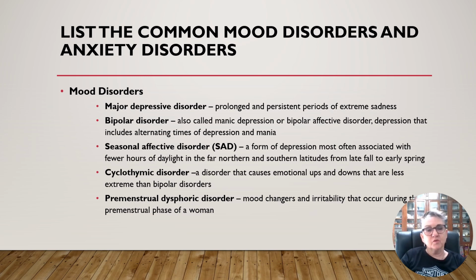Seasonal affective disorder, or SAD, is a form of depression most often associated with fewer hours of daylight in the far northern and southern latitudes, from late fall to early spring. Cyclothymic disorder is a disorder that causes emotional ups and downs that are less extreme than bipolar disorders. We also have premenstrual dysphoric disorder. Mood changes and irritability occur during the premenstrual phase of women.